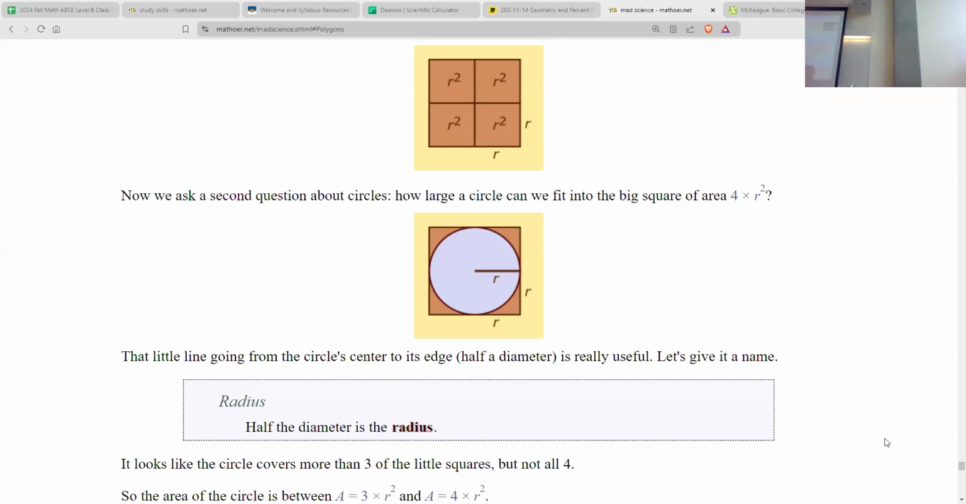It's not all 4, because again, there's this brown stuff still sticking out the corners. So I can't prove it to you with the math, but fortunately, the answer to this question is the same as the answer to the other question. That covers 3 of those R squareds and a little bit more. It covers pi of the R squareds. And that's nice, because otherwise, on my calculator, we'd have to have 2 buttons.